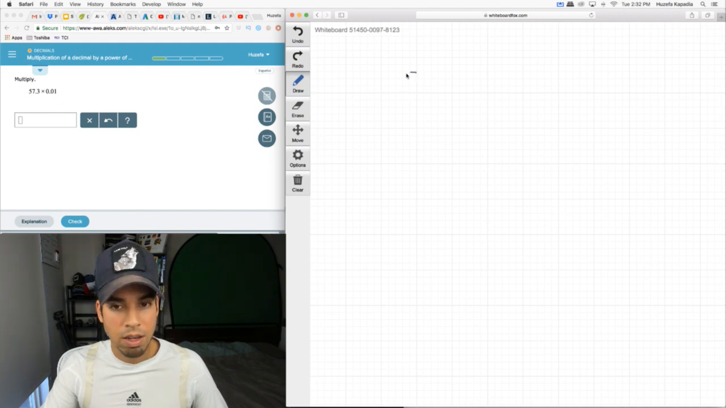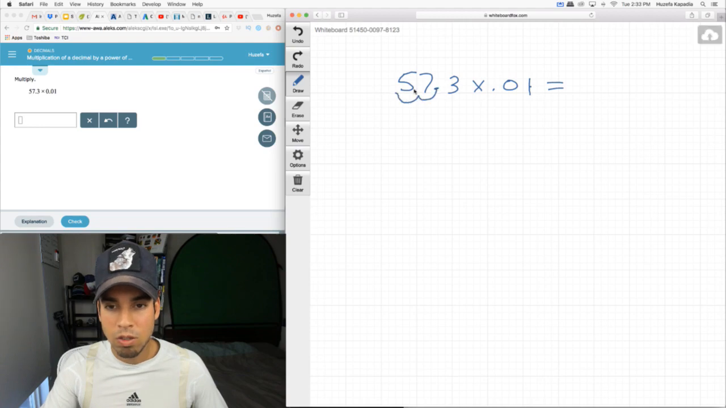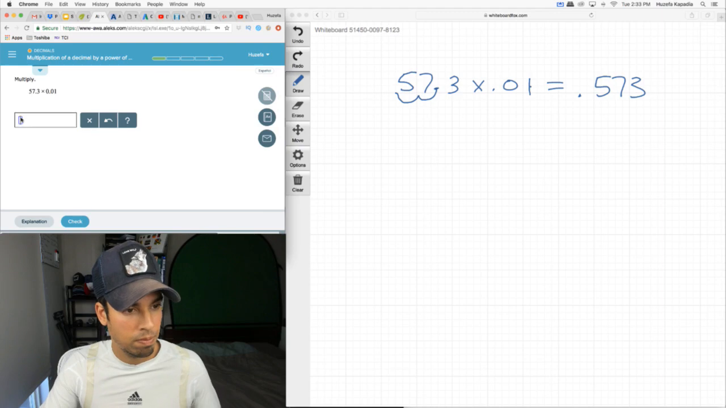Next we have 57.3 times 0.01. Now how many spaces back is the 1 here? It's 2 spaces. So when we multiply, we move the decimal spot once, twice. So the final answer is 0.573.